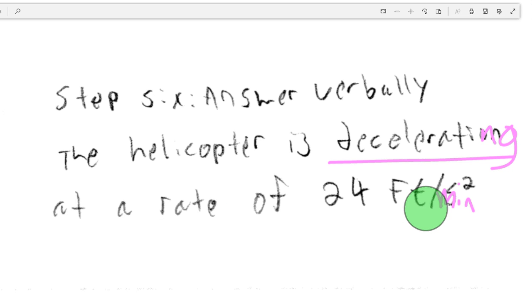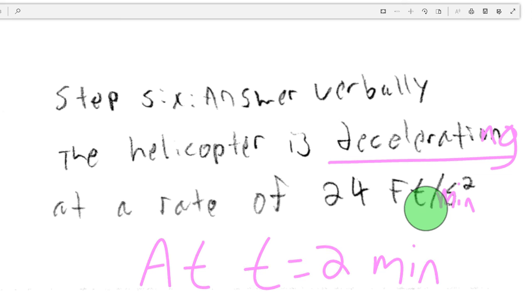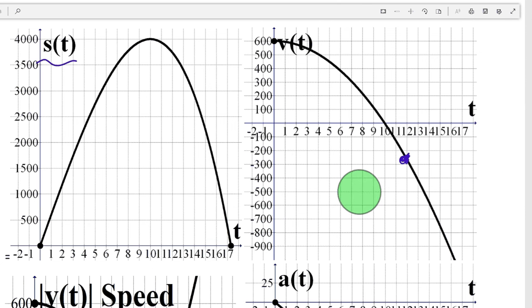So what does that mean? How is deceleration different from velocity? Well, by the way, we need to say at time t equals 2 minutes. So what does it mean to be decelerating? And furthermore, how can a helicopter be decelerating if it's rising? That's a great question, so let's take a look at the graph. So here's the position of the helicopter. Okay, so it's rising. It gets to 500, 1,000, 1,500, 2,000, 2,500, 3,000. It's rising as time goes on.